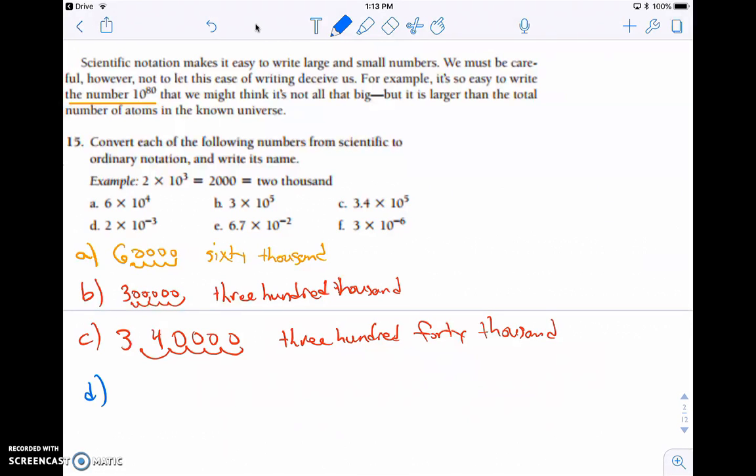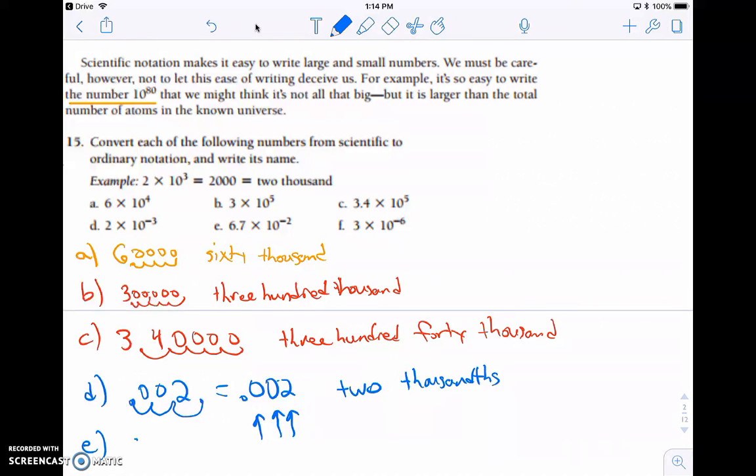However, once we jump down into problems like part D, 2 times 10 to the minus 3, you have 2, and here's your decimal place, and the minus 3 goes 1, 2, 3 places. So you actually get the number 0.002. In English, how we would write that out is 2, and remember the first places are the tenths, the hundredths, and the thousandths. So that's 2 thousandths, and that's what 2 times 10 to the minus 3 would be.